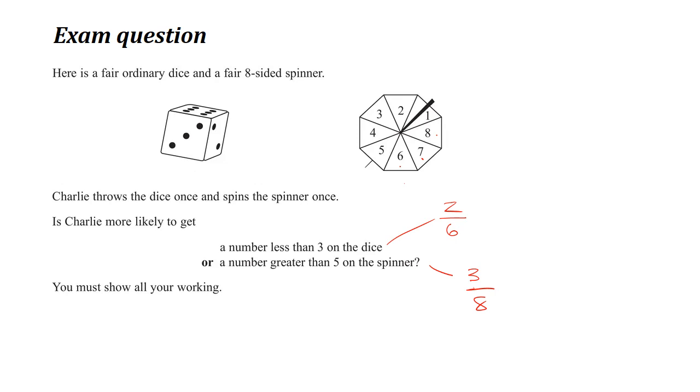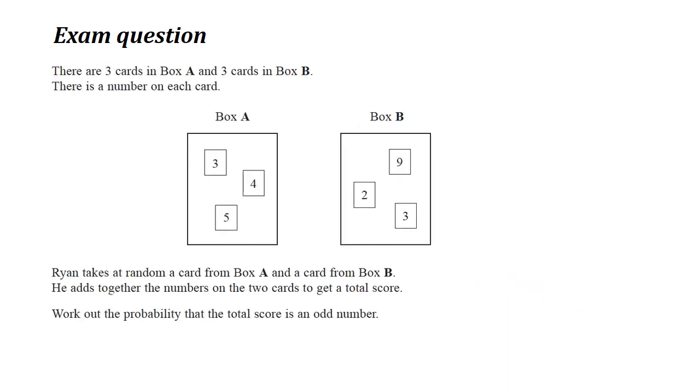What's Charlie more likely to get? Well, we need to have a look at these and decide which is the biggest probability. And I think possibly the simplest way to do that will be to turn them all into fractions over 24, because 24 is the lowest common multiple of 6 and 8. So 6 times 4 gave us 24, 2 times 4 gives us an equivalent fraction. 8 times 3 is 24, so 3 times 3 gives us an equivalent fraction. Common denominator, so we can see that this one is more likely. Charlie's more likely. And one more question.